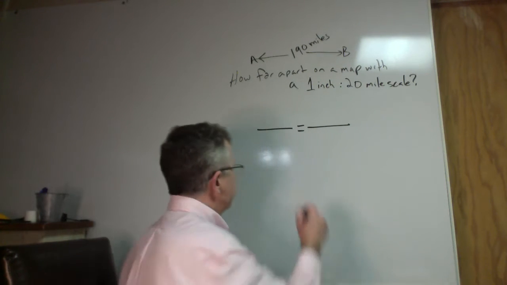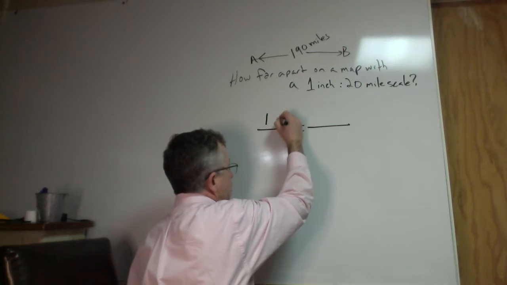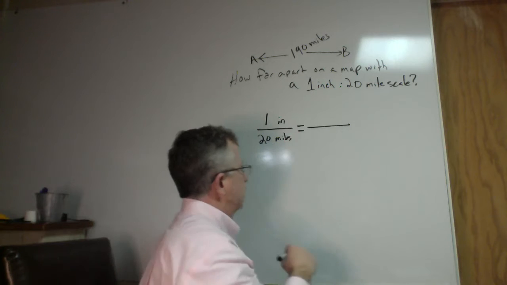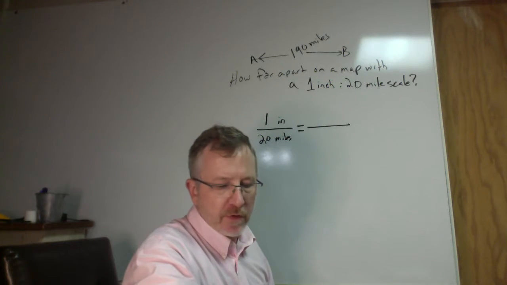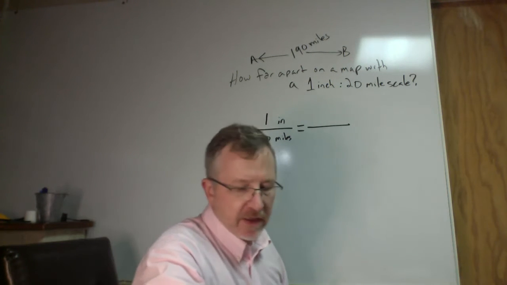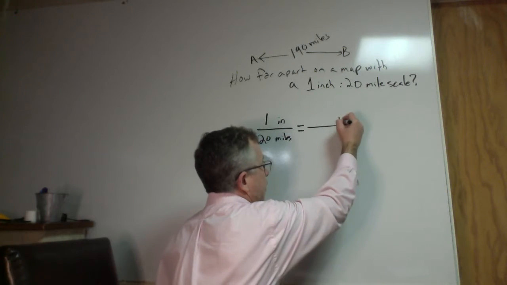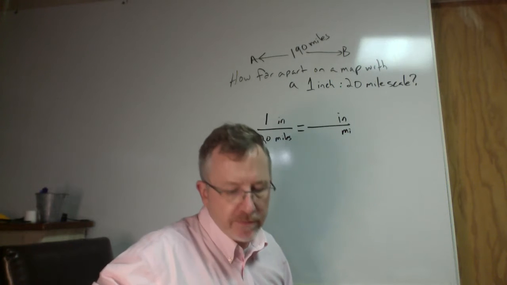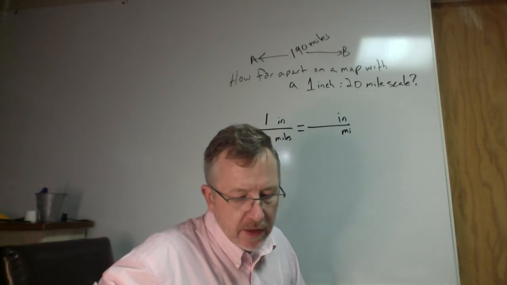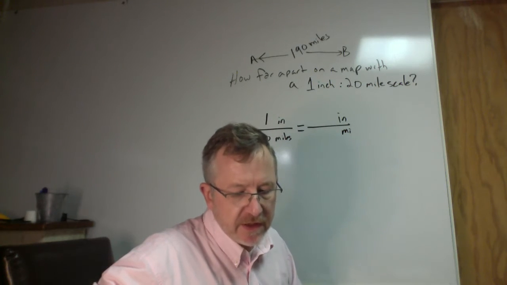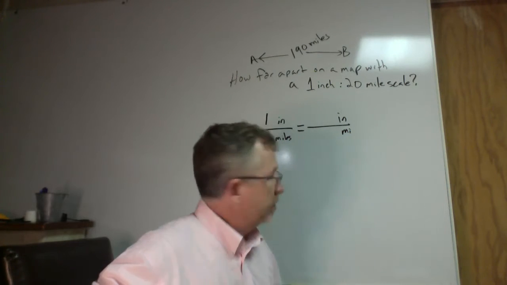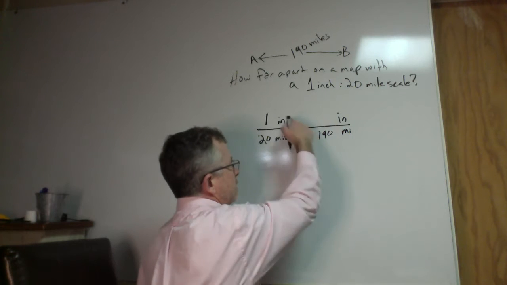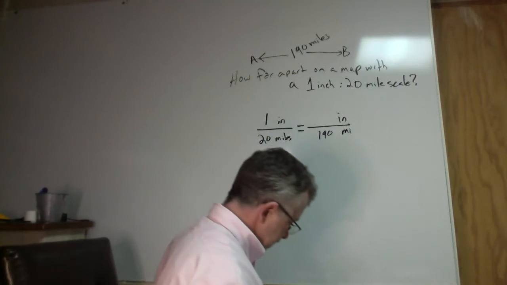So, one inch to 20 miles. So, I'll find the next thing I know. I put my inches and miles over there too. And the other piece of information that I've been given is that the towns are 190 miles apart. Well, that's where my miles are. So my 190 will go there. Inches on the top, miles on the bottom. That matches. Everything's okay.